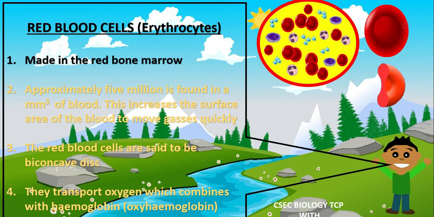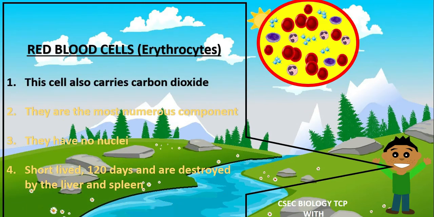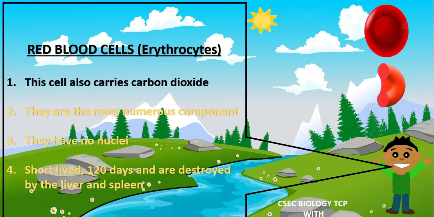They transport oxygen, which combines with hemoglobin to make oxyhemoglobin. Red blood cells also carry some amount of carbon dioxide. They are the most numerous component of the blood since the plasma is not counted. They have no nuclei. They are short-lived, about 120 days, and are destroyed by the liver and spleen.